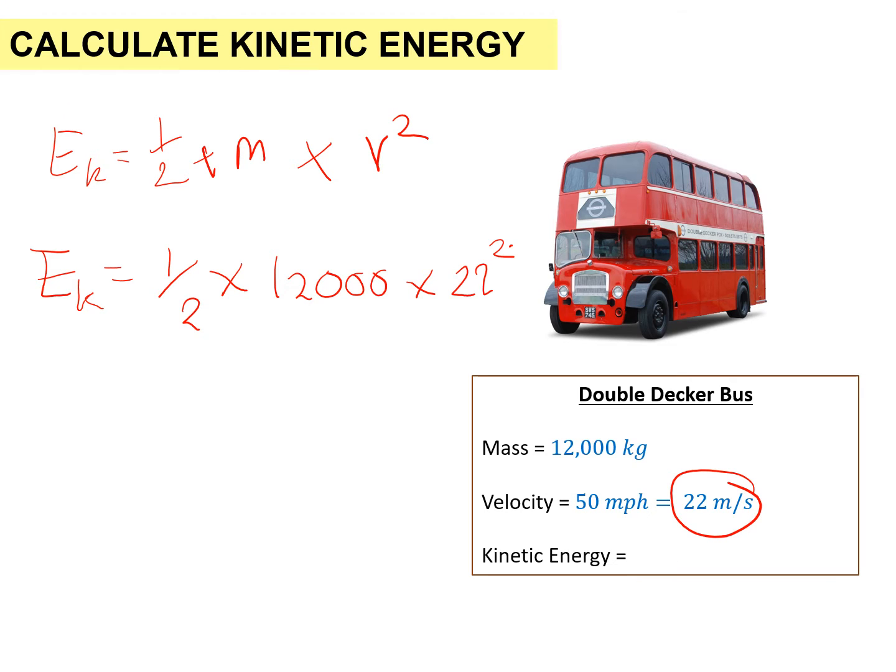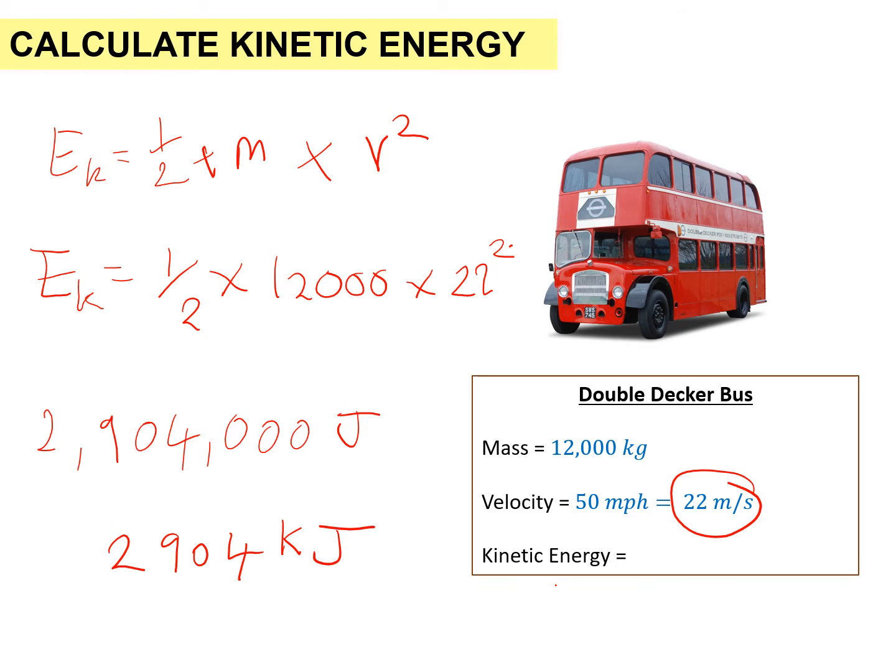So let's have a go. Get my calculator ready. 0.5, which is 1/2, times 12,000 times 22 squared equals, according to this, 2,904,000 joules. I could write that as kilojoules. I could write down that's 2,904 kilojoules, and I'd have to divide the previous answer by 1,000 to convert to kilojoules. So there's an example. You will have to do something like this in the test.